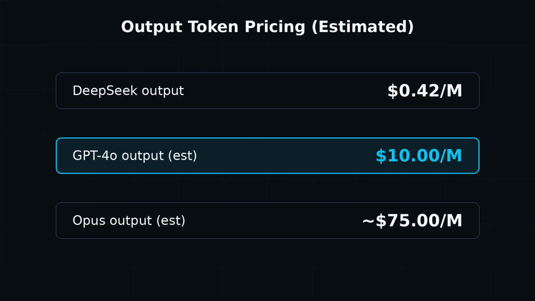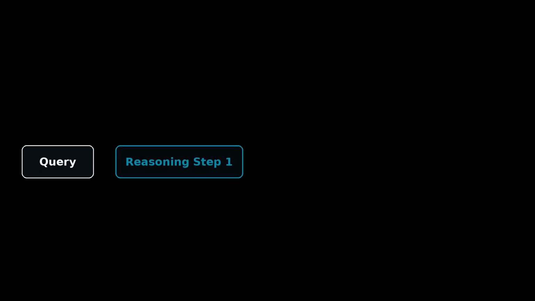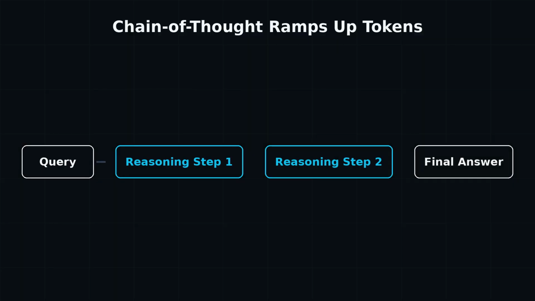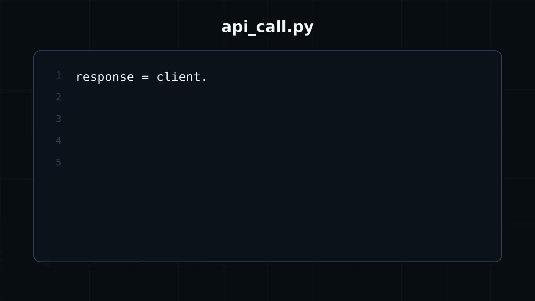On top of that, output tokens almost always cost more per token than input tokens. DeepSeek charges 42 cents per million output tokens versus 28 cents for input. With premium models like GPT-4o, output pricing estimates reach $10 per million, a steep premium. And users often select the largest, most expensive model for better results.